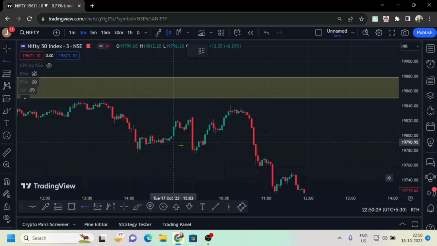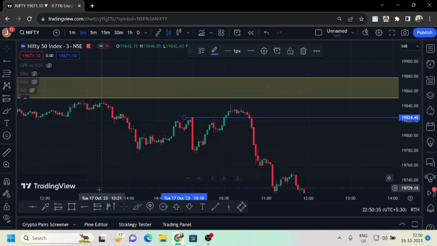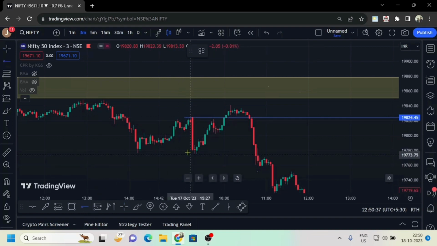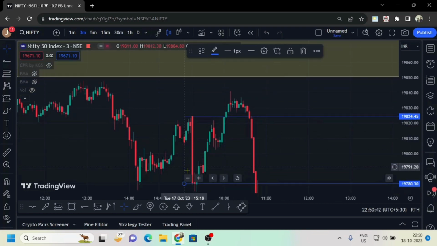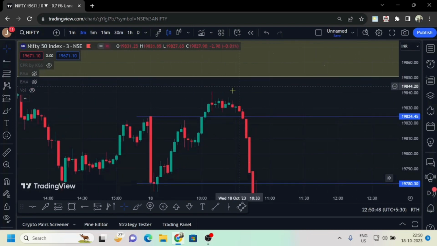You see, as a trader we have to mark the opening high and low. This is the opening high, the first candle high and low. You see, when the candles are showing a retracement, right at this point the candles are showing weakness. It is not showing a bullish sign.